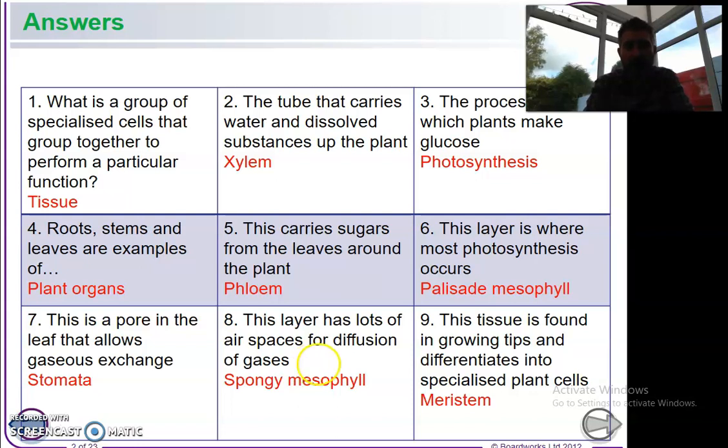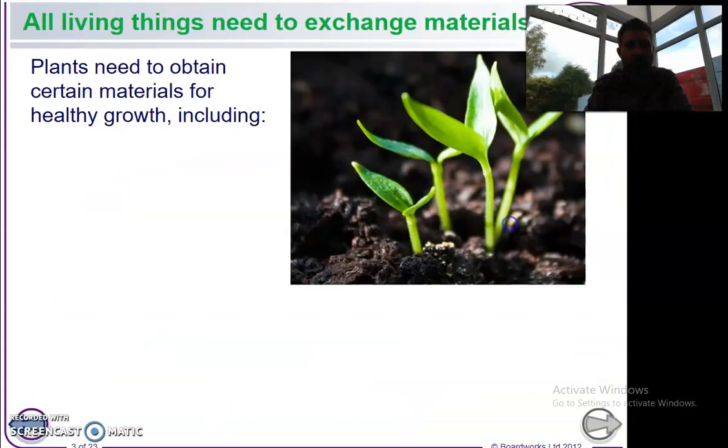So we're going to have a quick look at how plants are adapted to be able to do photosynthesis, and also to move materials around the plant, but also transpiration and the rate and the factors that affect transpiration. So let's make a start.